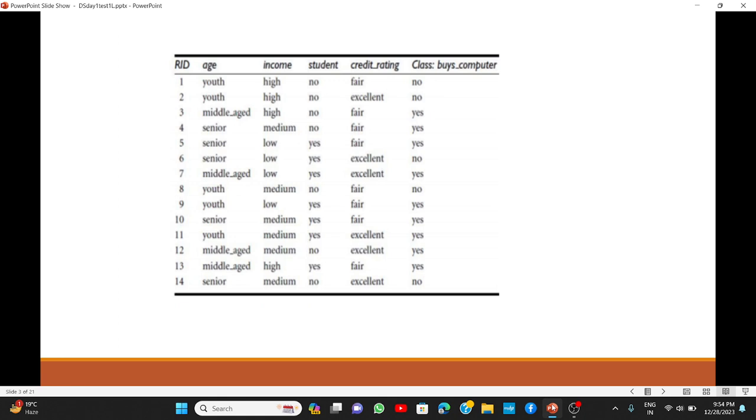Now, if you want to build a decision tree using the ID3 algorithm, the very first thing we need to do is identify one of these attributes as the root node, and then start building the tree. But among these four attributes, which one should be selected as the root node? That is a big question over here. That can be answered with the help of information gain.